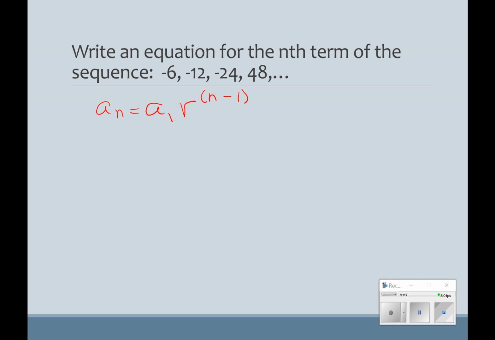So if I look at this, this should be -48. I'm going to multiply everything by 2. That's my common ratio. -12 divided by -6 is 2. So my R is 2, and my A sub 1 is -6. So my basic formula for any term is A sub n equals -6 times 2 to the n minus 1. And that's all there is to it.